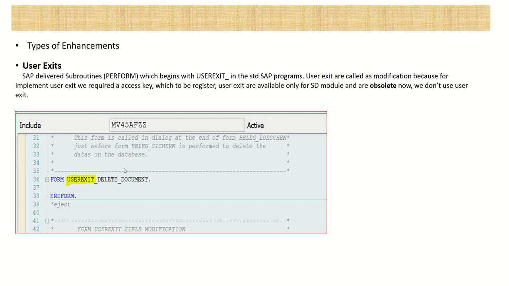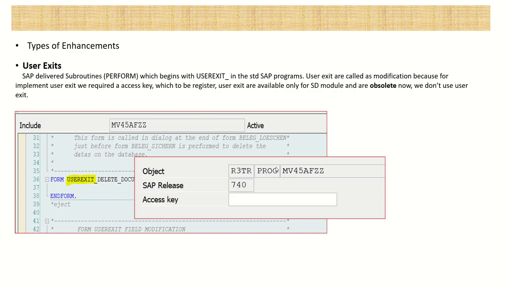So here, to modify this, we actually require the access key. If you're working in any old ECC system and you find some user exit and try to add your own code, the system will ask for the access key. For this object, like R3TR PROG and the program name, you have to register on the SAP website along with the installation number. SAP will then provide the access key, which is a number, and through that we can add our code in this user exit.